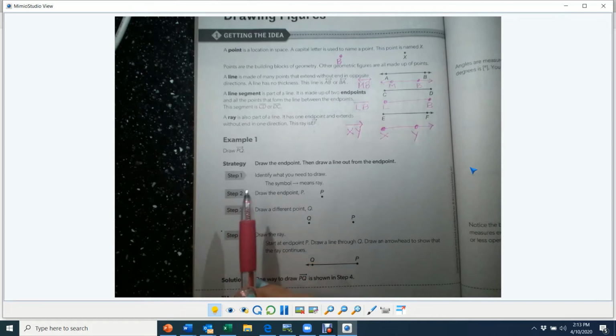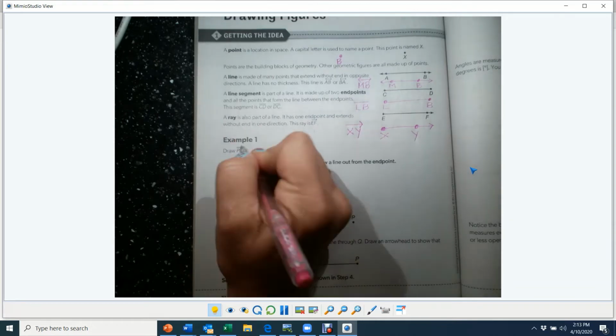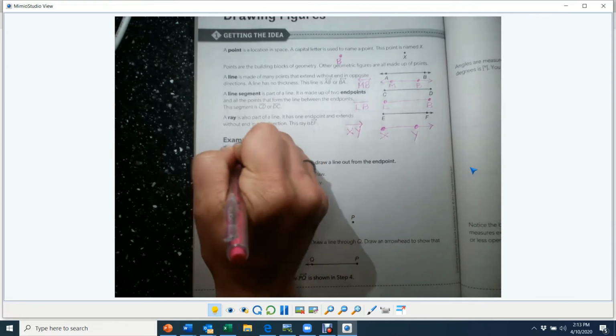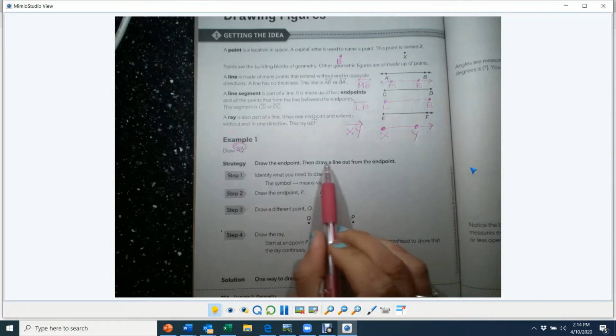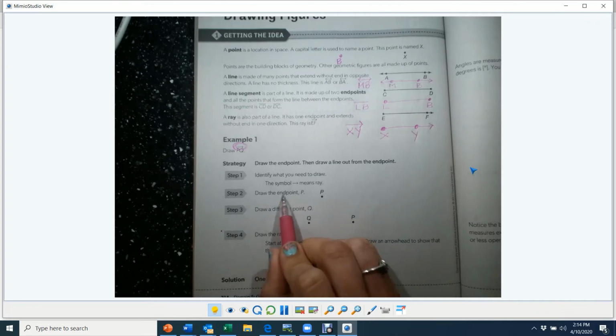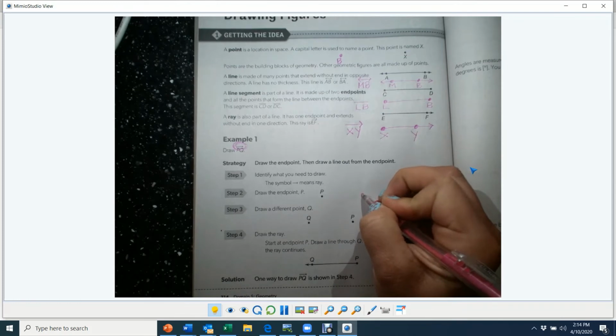Alright, so for example 1, they're having us draw ray PQ. And we know that because there's a, let's circle it, there's a little tiny ray over the top. So to do that, we have to draw an endpoint, and we're going to do this along with them. So they drew endpoint P. Let's also draw endpoint P right here.